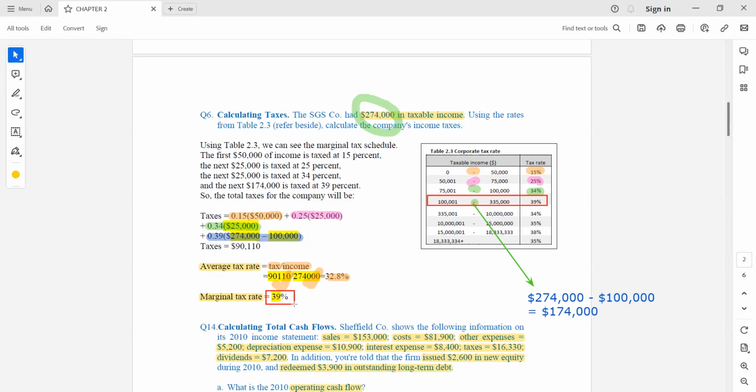You have one question to calculate average tax rate, and one question for marginal tax rate in your midterm. Any questions so far, before we move on to the next long question? Can everyone get the answers for this one?